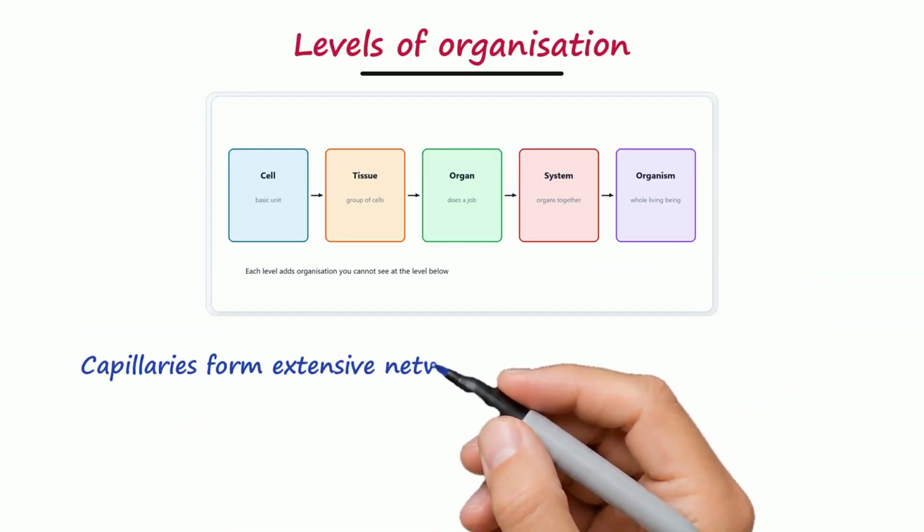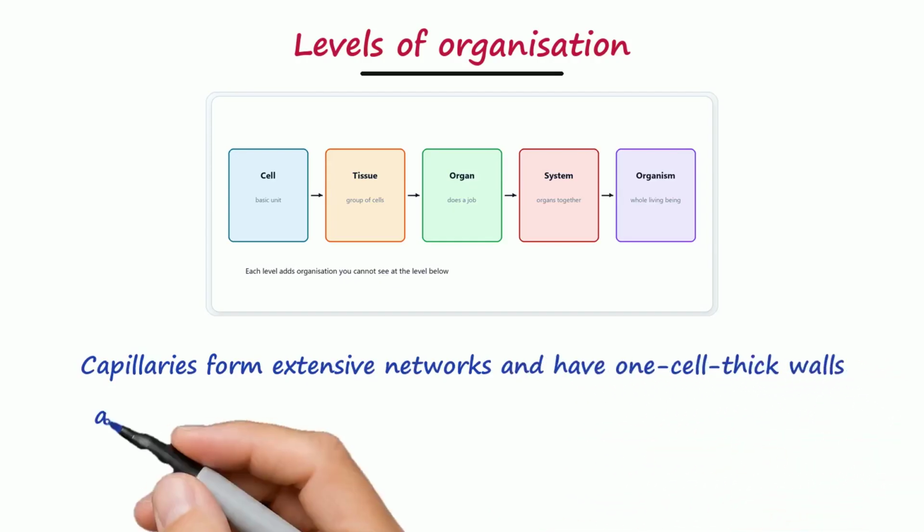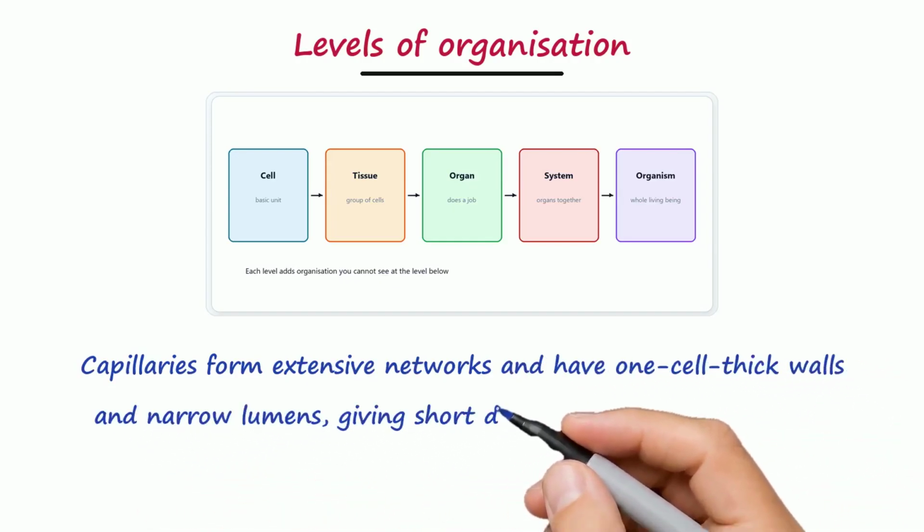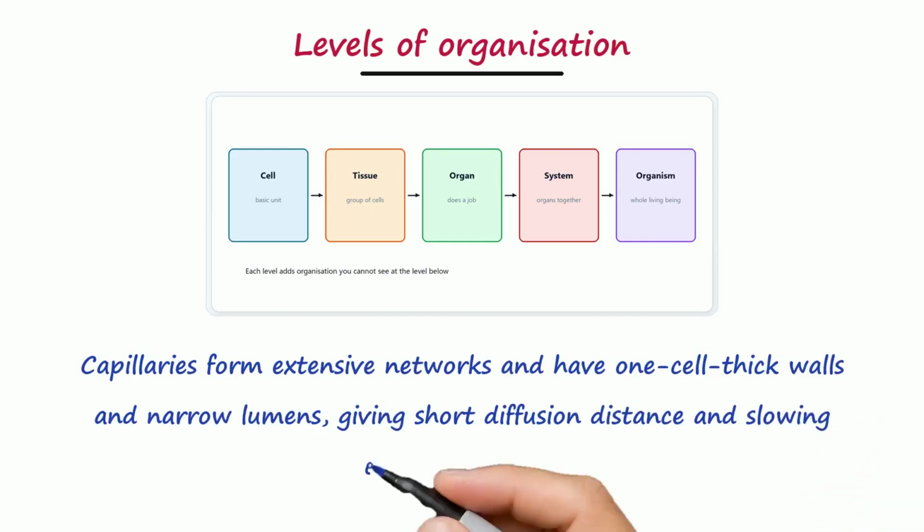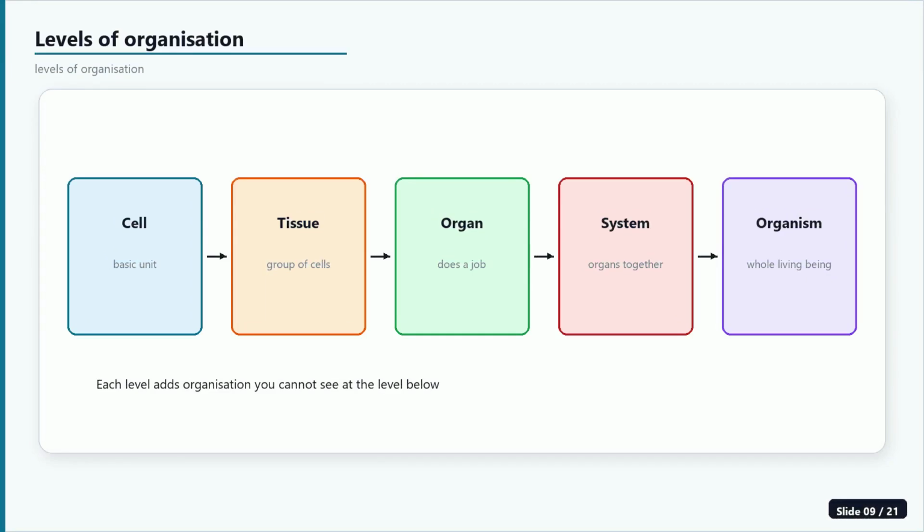Capillaries form extensive networks and have 1-cell-thick walls and narrow lumens, giving short diffusion distance and slowing cells near tissues. Climb the arrows. Cells build tissues, tissues build organs, organs cooperate in systems, and systems make the organism. Each level adds organization you cannot see at the level below.